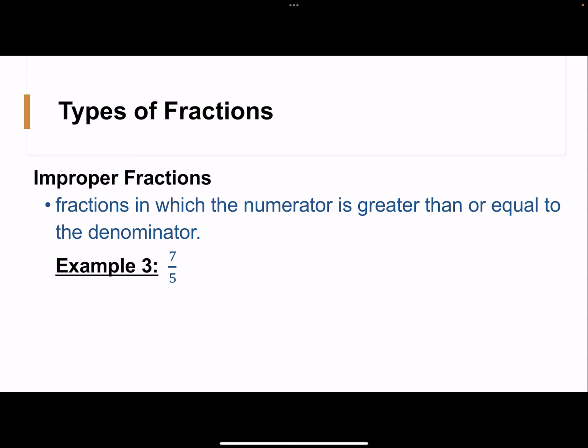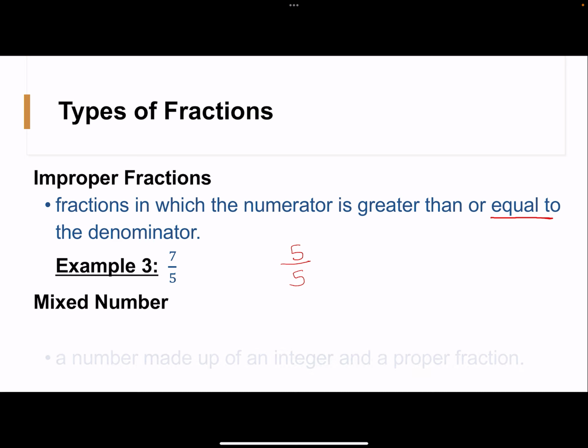Example 3 shows an example of an improper fraction. The numerator, 7, is larger than the denominator, 5. We know that improper fractions will be greater than or equal to 1. You see that if I had 5 over 5, we would consider that an improper fraction as well, because a fraction that has a numerator that is equal to the denominator is considered to be an improper fraction as well.